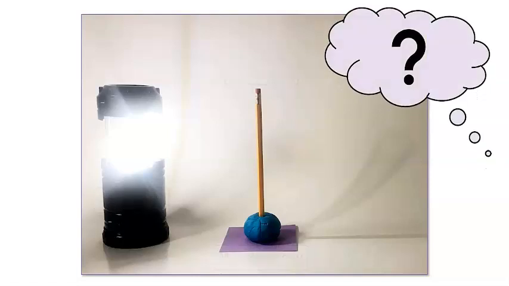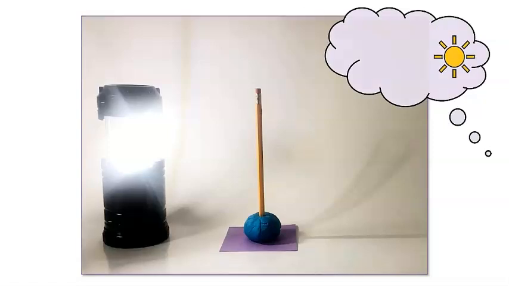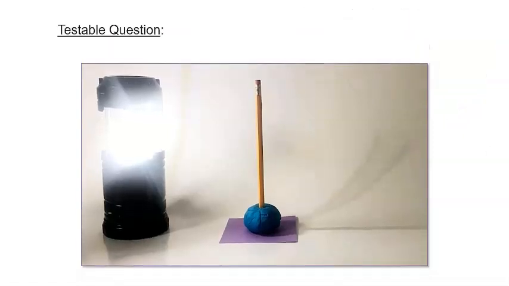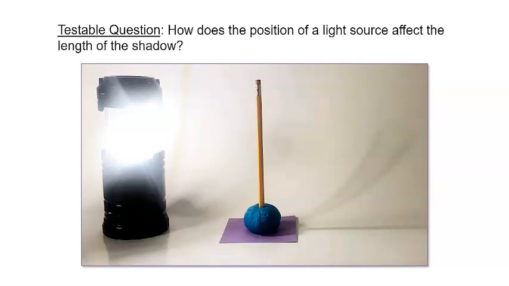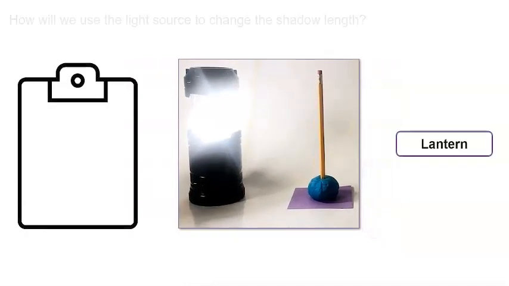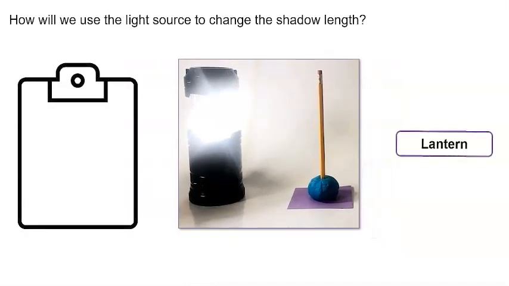What are we trying to figure out? Well, we want to investigate why the sun's changing position causes an object's shadow to change. So let's ask, how does the position of a light source affect the length of the shadow? How will we use the light source to change the shadow length? Let's think about possible variables that might affect the length of the shadow.